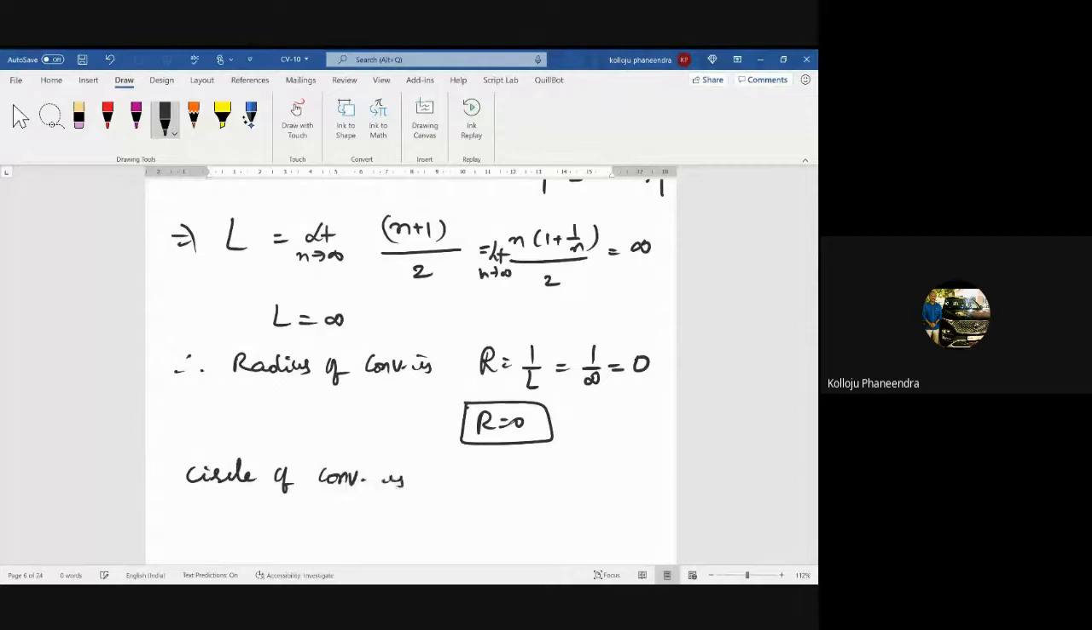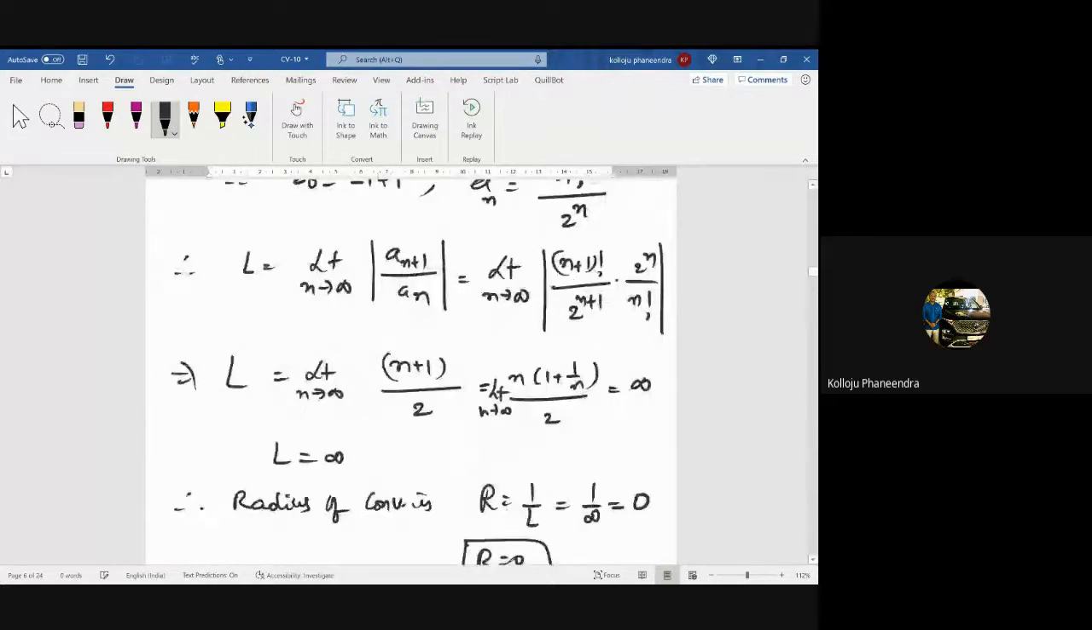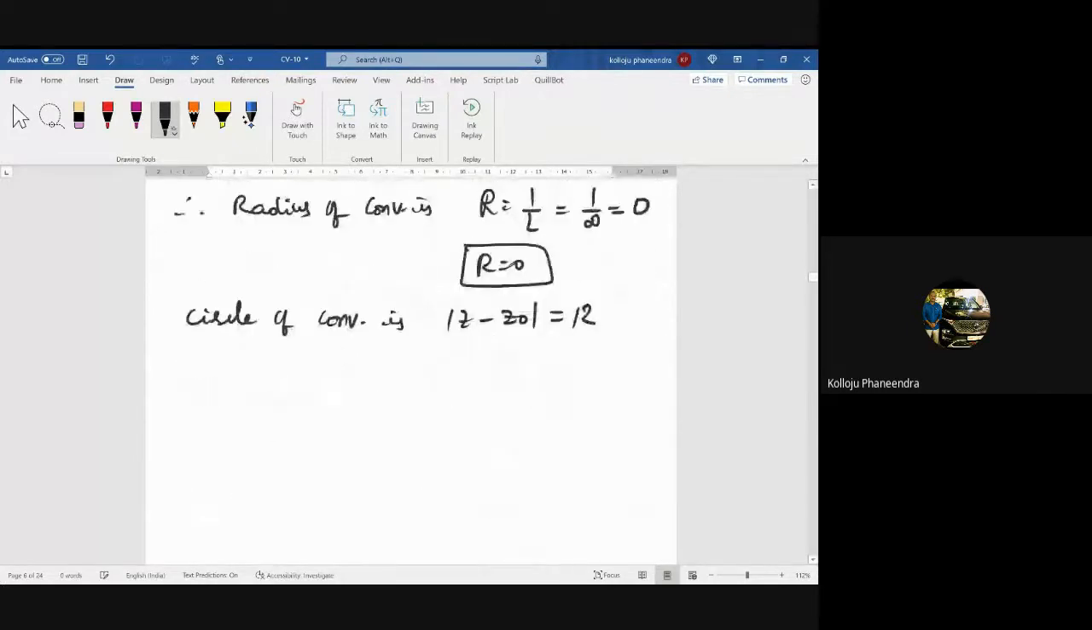Circle of convergence is mod Z minus Z naught equal to R. What is Z naught? Minus 1 plus I. This implies mod Z minus (minus 1 plus I) equal to 0. So this is Z plus 1 minus I equal to 0. That means what this is? This is nothing but a circle.